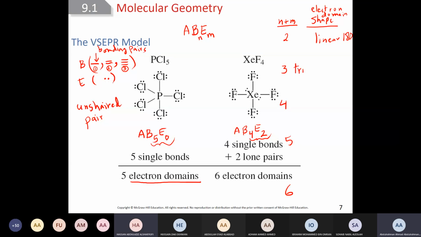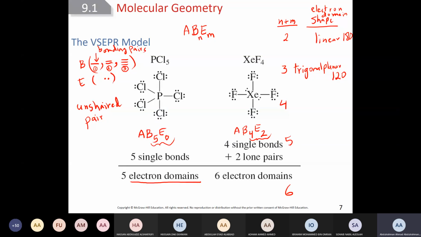If it's 3, trigonal. Oh, sorry, it's not triangle. I'm wrong when I say triangle. I should say trigonal. Trigonal planar. What's the angle? 120. You have to memorize this.